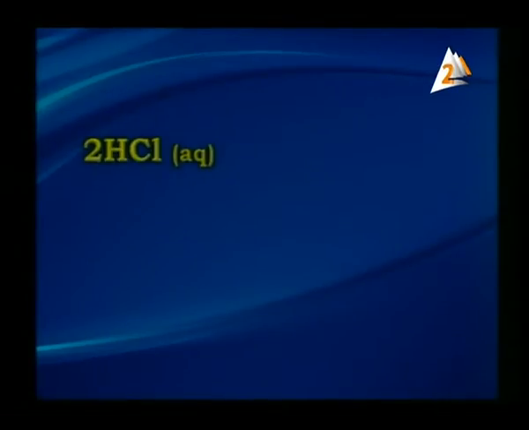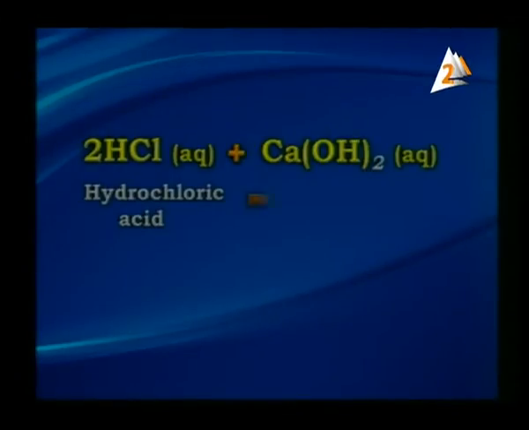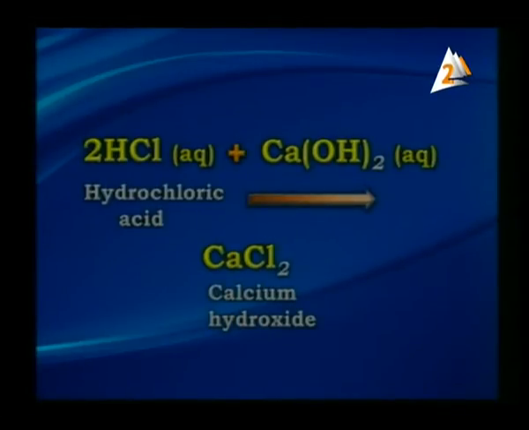As a beginning, we have 2 HCl in aqueous solution, hydrochloric acid, plus what? Plus calcium hydroxide, Ca(OH)2, in aqueous solution also. What are the products here? We have calcium chloride, CaCl2, this means calcium chloride, plus water. This is what we want to know.